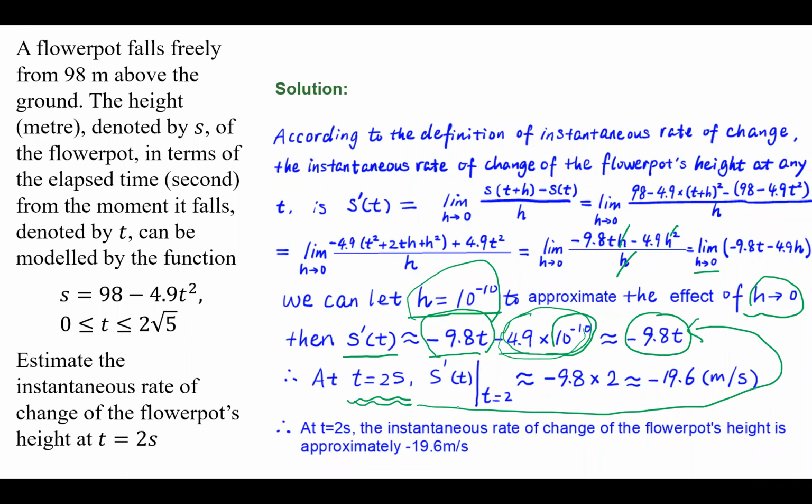So we use this notation. At time t equals 2 seconds, the instantaneous rate of change, s prime of 2, is approximately negative 9.8 times 2, which is approximately negative 19.6 meters per second. Therefore, we can make the conclusion that at t equals 2 seconds, the instantaneous rate of change of the flower pot height is approximately negative 19.6 meters per second.